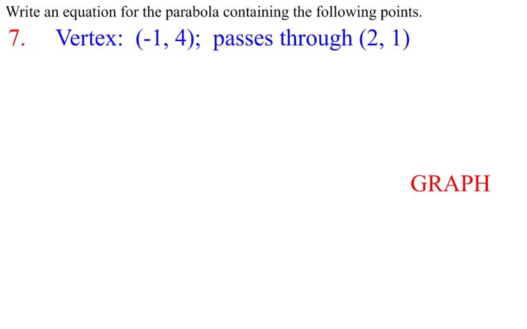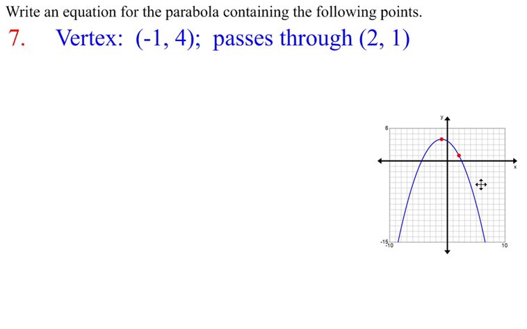In this lesson we are going to write an equation for a parabola containing the following points. They give us our vertex here, and they give us a point this parabola passes through. To see what that would look like, here's the graph of this parabola. The vertex is (-1, 4), and it passes through the point (2, 1).